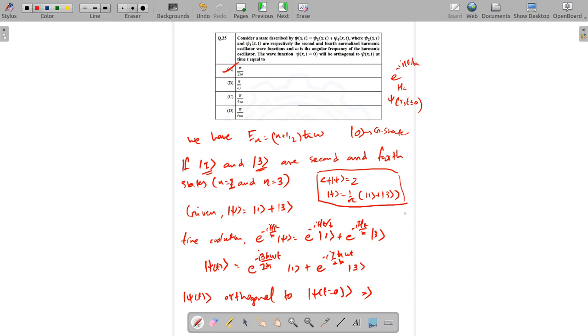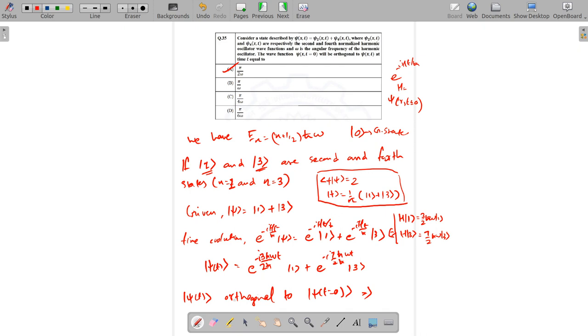So basically if H acts on ket 1, you will get n equals 1, so (1 plus 3 by 2) ħ omega, ket 1. So this is an eigenvalue equation, and if H acts on ket 3, you will get (3 plus 1 by 2), that is 7 by 2 ħ omega, ket 3. So basically we are using this relation here, and that will give you e to the power minus i 3 by 2 ħ omega t by ħ. ħ and ħ will cancel off, and you will have omega t there, and here you have e raised to minus i 7 by 2 ħ omega t by ħ.